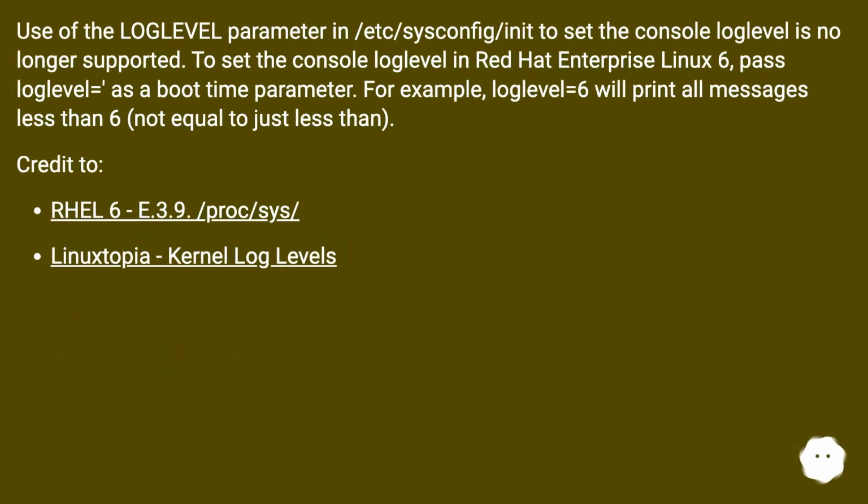Use of the LOGLEVEL parameter in /etc/sysconfig/init to set the console log level is no longer supported. To set the console log level in Red Hat Enterprise Linux 6, pass loglevel= as a boot time parameter. For example, loglevel=6 will print all messages less than 6, not equal to or less than. Credit to RHEL 6 E.3.9. Also, Linuxtopia kernel log levels.